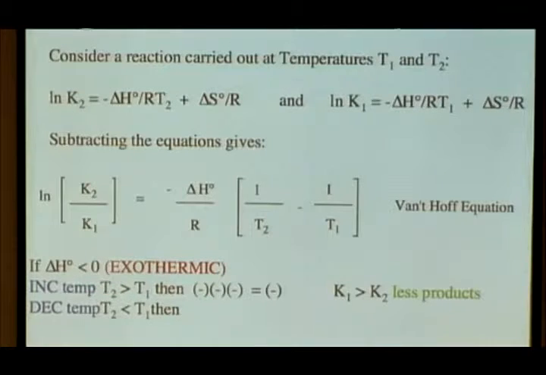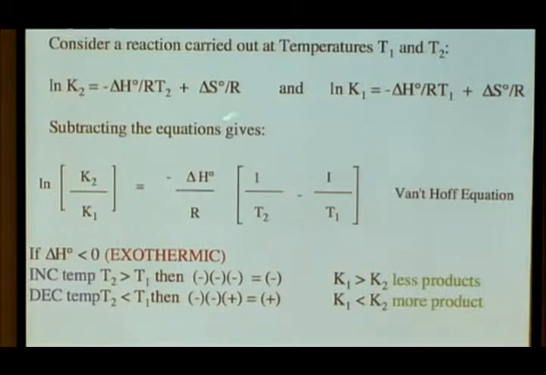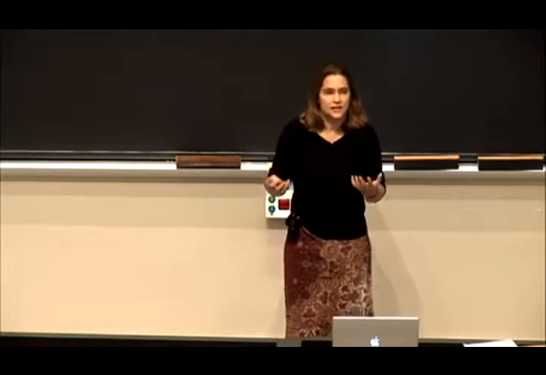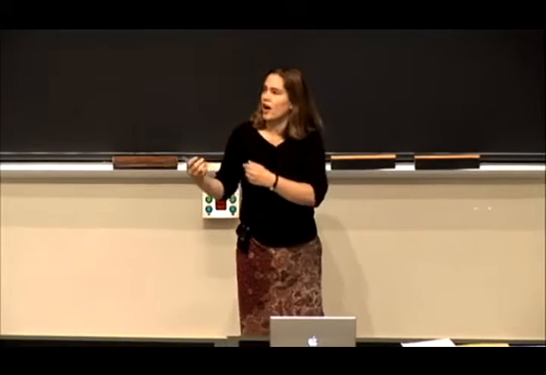So now let's think about what happens when you decrease the temperature, where T2 is less than T1. We can do the same thing. We have a negative sign here. We also have a negative sign for delta H. It's an exothermic reaction. But now we have a positive sign for this temperature term. So overall, we're going to have a positive sign for the natural log of K2 over K1, which mathematically is going to mean that K1 is less than K2, or that you would expect more products in the equilibrium constant at higher temperature.